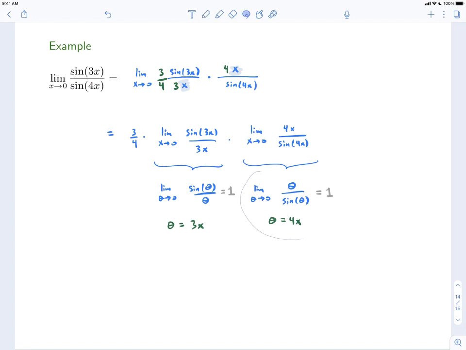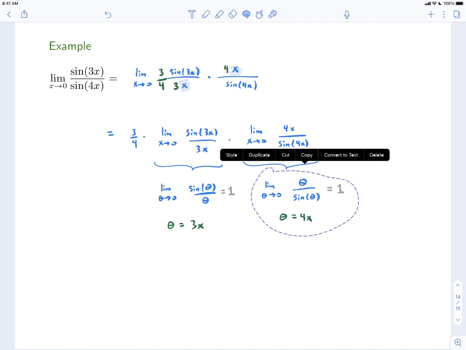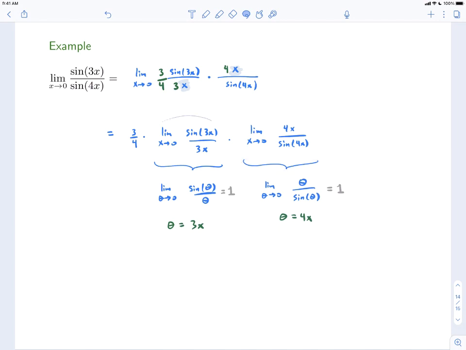Let me just move this a little bit to the right, like so. So that means that this limit goes to 1, and also this limit goes to 1. Both of these limits go to 1. So what do we end up with? We end up with 3/4 times 1 times 1, which of course is 3/4.